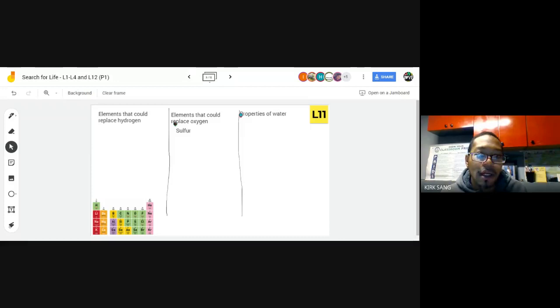Get your ideas down on your sticky notes. Stick them into Jamboard. Yeah, guys, go ahead and use the symbols on the periodic table. You don't necessarily have to use the full name. All right, go ahead and use those symbols. Make sure you're stapling and identifying the top two.